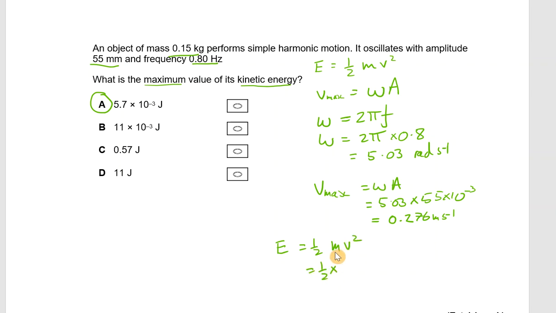Half times, well, the mass we were told is 0.15 kilograms, times the maximum velocity we've just calculated, squared. Whoops, pen didn't work properly there. Put all those numbers into my calculator and I will get an answer of 5.7 times 10 to the minus 3 joules. Answer A.